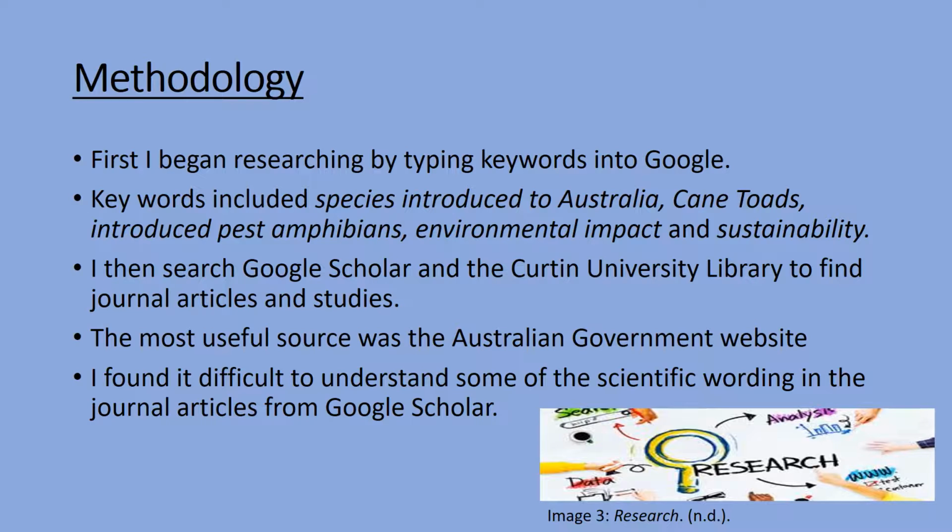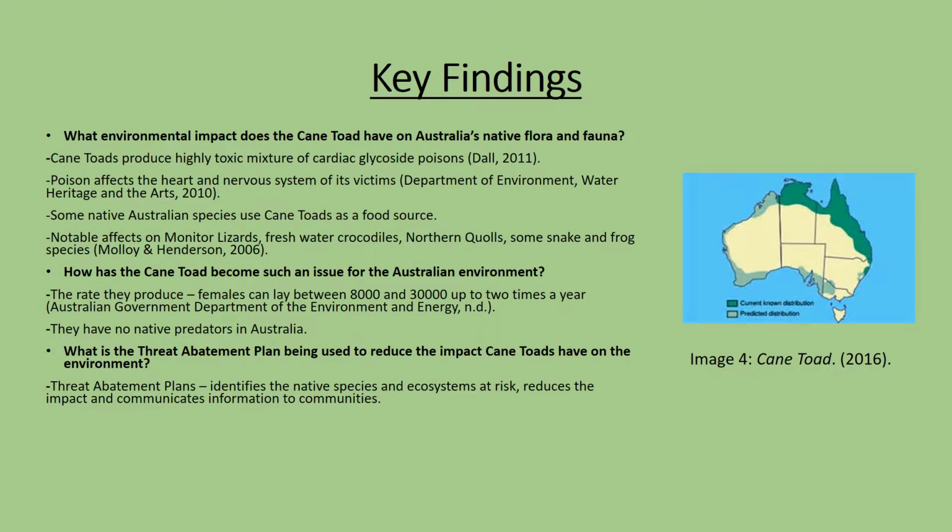I began researching my topic by typing keywords relating to the topic into the search engine Google. The results from Google gave me ample information on the effects cane toads have on Australian wildlife, as well as giving me further keywords to research. I used these keywords to search for journal articles and studies on Google Scholar and in the Curtin University online library. The Australian government website was most useful and is where I found a lot of the information relating to plans to reduce the impact of cane toads. I found the journal articles located on Google Scholar to have an abundance of interesting information, but at times I struggled to understand the scientific language used in them.